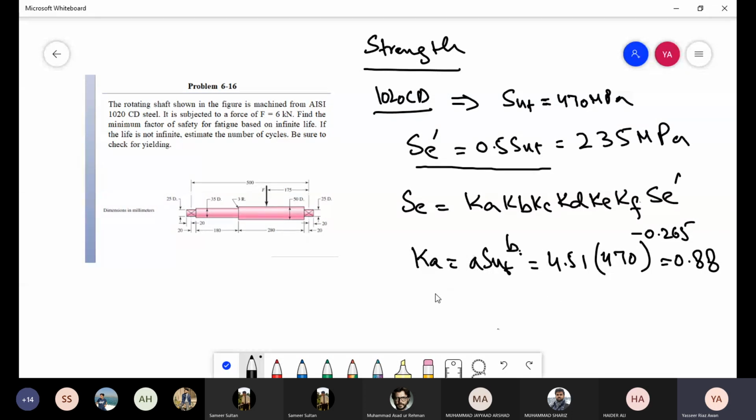What about the size factor? Because this is a pure bending case and the shaft is rotating, it is the same as our original specimen. So which equation to use? We have to use this one.